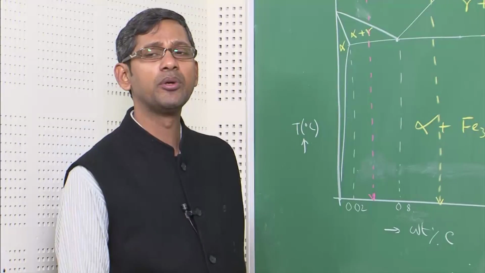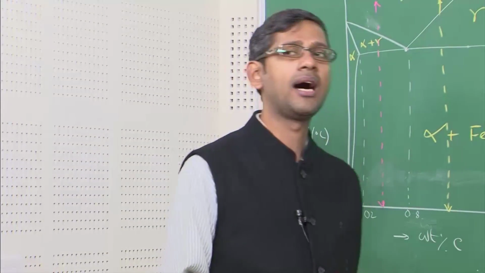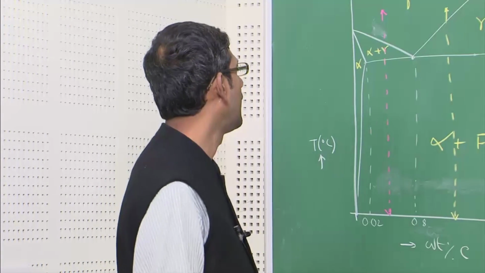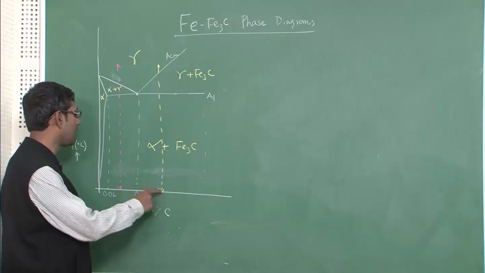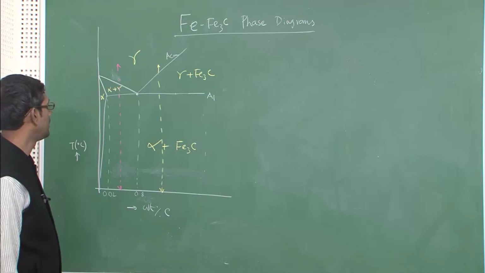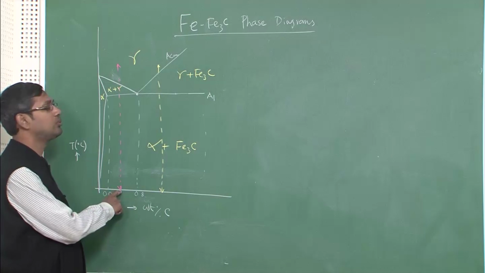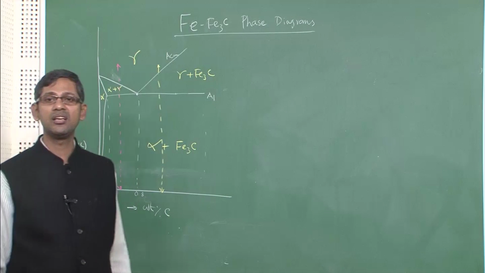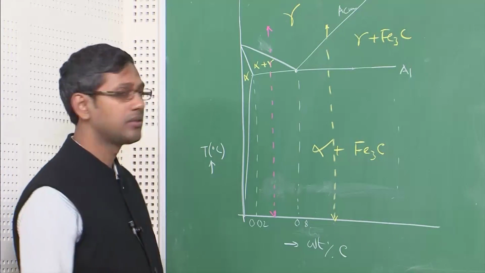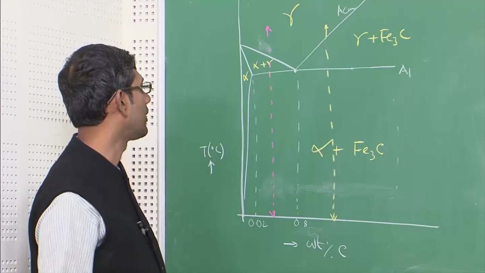So, in this lecture I am going to discuss both hypo-eutectoid and hyper-eutectoid steel, and as you see here I have drawn two lines, one red, one yellow, on the diagram. The red one corresponds to hypo-eutectoid steel, whereas the yellow one corresponds to hyper-eutectoid steel. Let us first discuss the hypo-eutectoid steel.